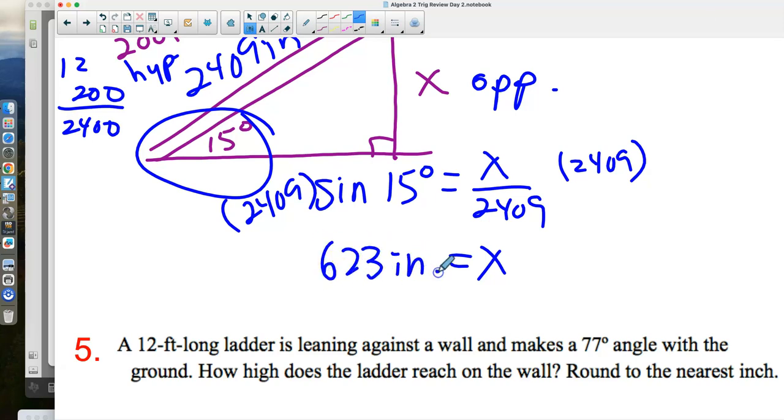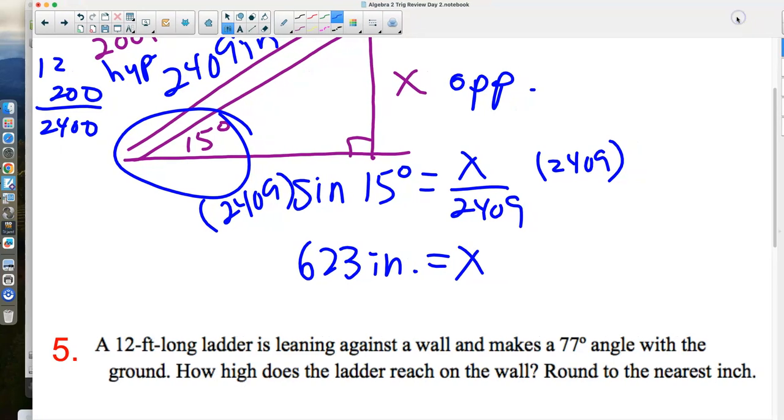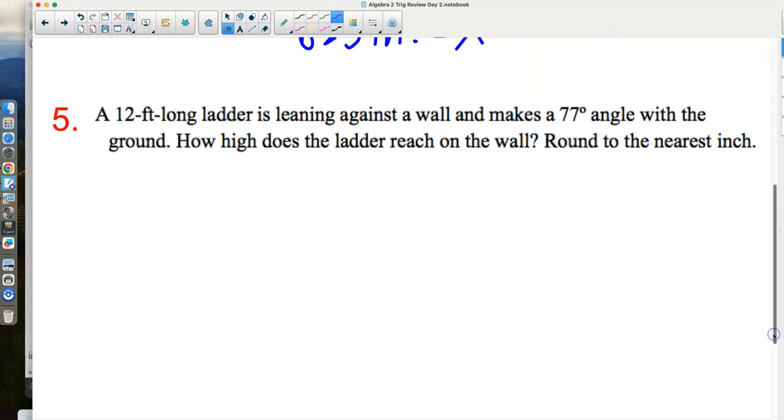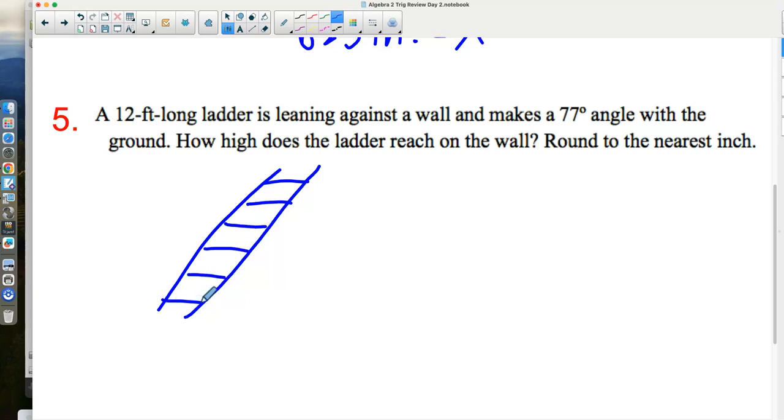So definitely expect some basic word problem type stuff on there. So number 5, it's not an escalator anymore. Now it's a ladder. Don't argue with the problem. It says what it wants. There we go. 12-foot long ladder, leaning against a wall, makes a 77-degree angle with the ground.